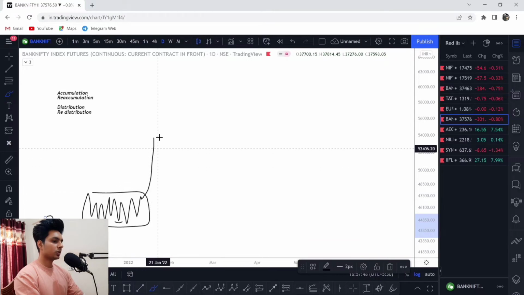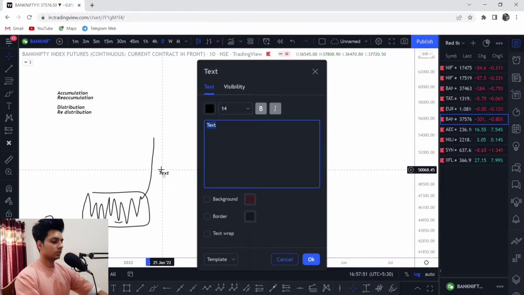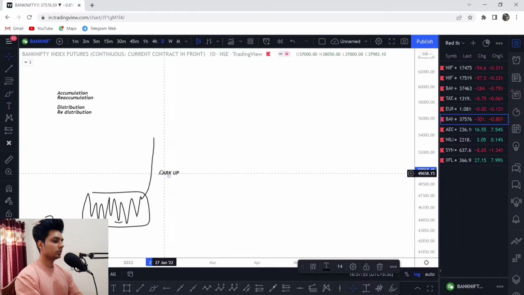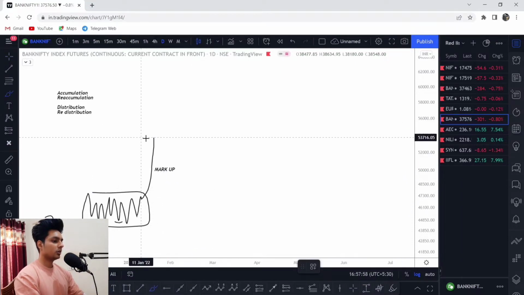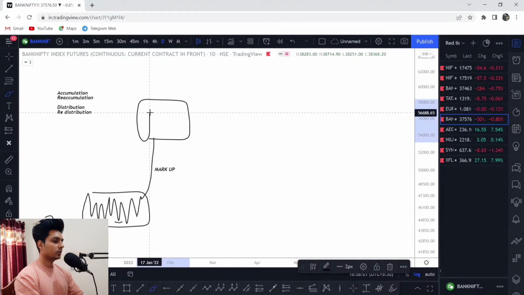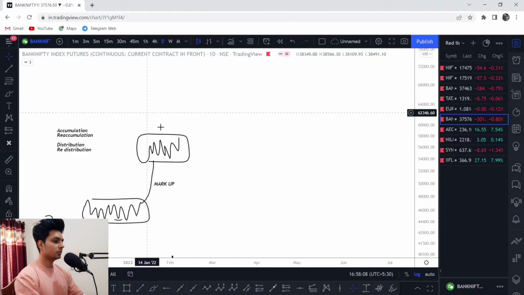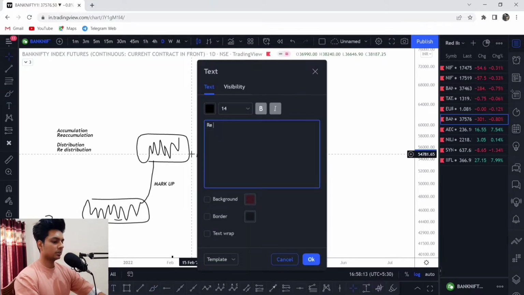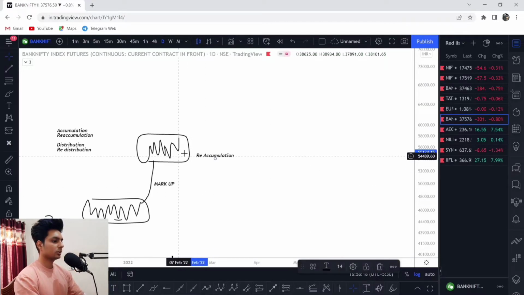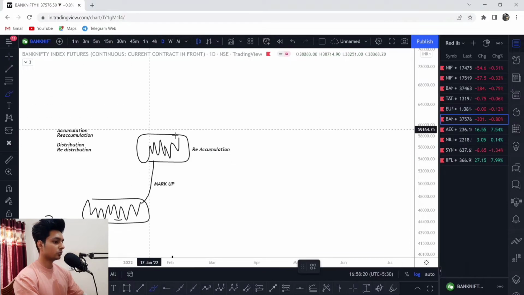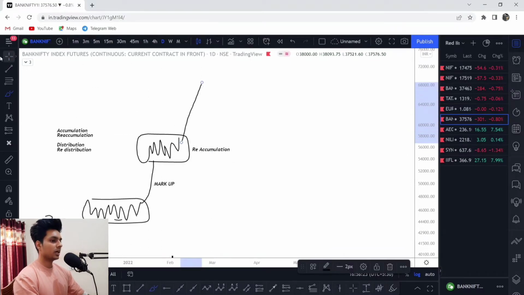Now after this, the price moves higher. Now what do we call this? We call this a markup. So this is what we call an accumulation, and this is what we call a markup. Now as the price moves around here, it can actually reverse back down or continue its trend to the upside. If we see a continuation, obviously we'll have to call this a reaccumulation, and as the price moves ahead from here, this will be another markup.